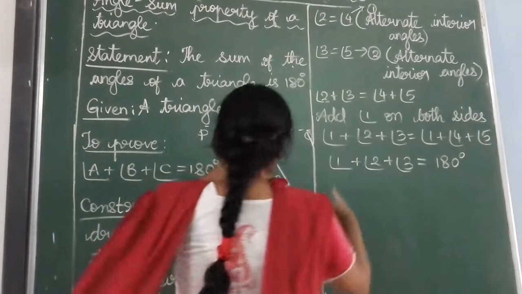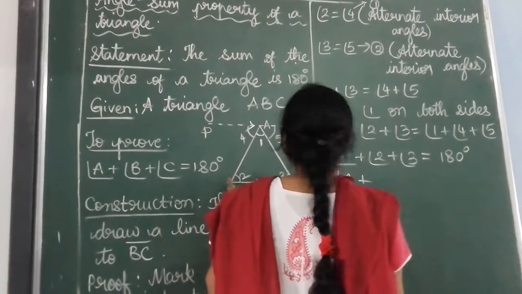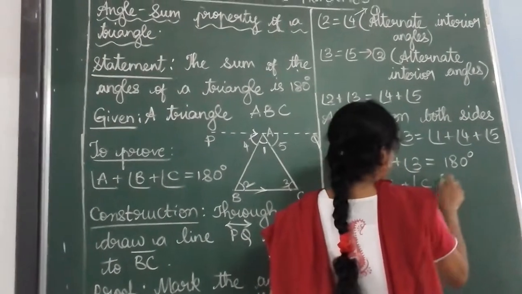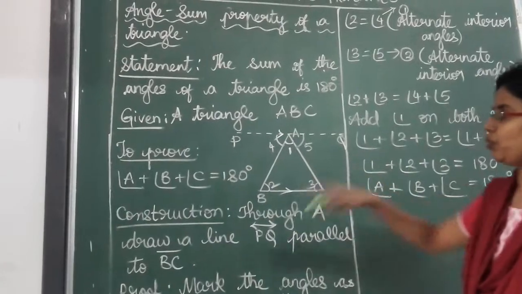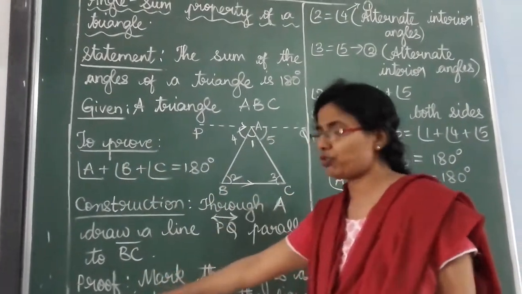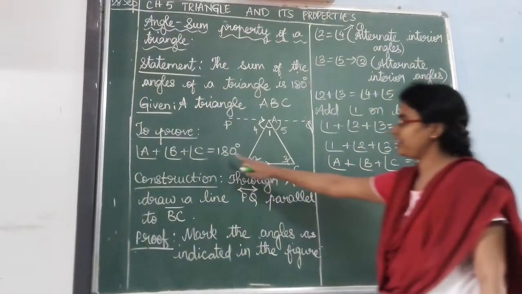Now let us see what is angle 1. It is nothing but angle A. Angle 2 is nothing but angle B. Angle 3 is nothing but angle C. So this is equal to 180 degrees. Did you prove what you wanted to prove? Did you prove? Yes. Last step you got that it is proved.